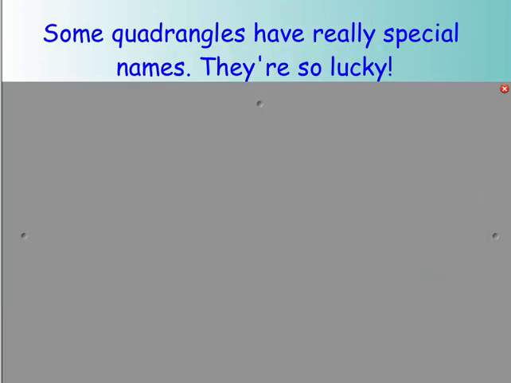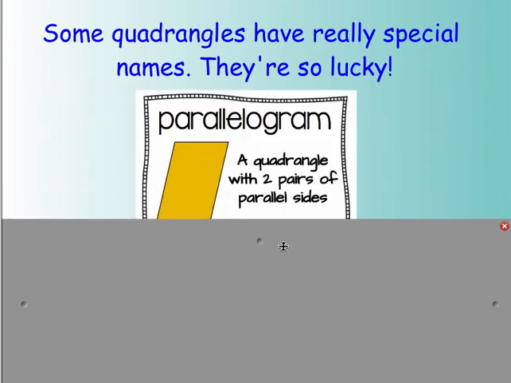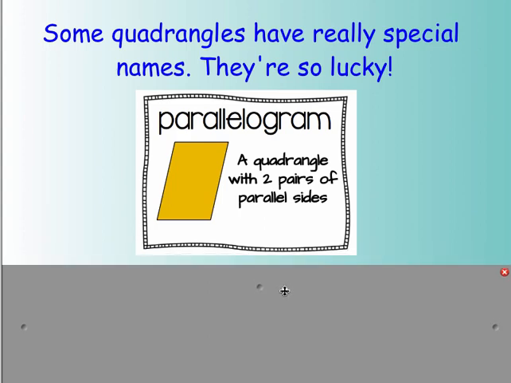Okay, so here's the cool thing. I kind of want to be like a quadrangle because sometimes they have really special names. They are so incredibly lucky. I'm just Mrs. MacPhail, but sometimes a quadrangle can have more than one name. As we talked about in our vocabulary, some quadrangles can be parallelograms, and that's a quadrangle with two pairs of parallel sides.